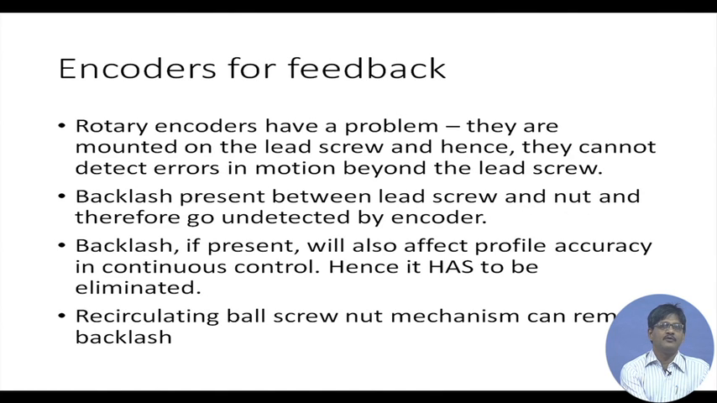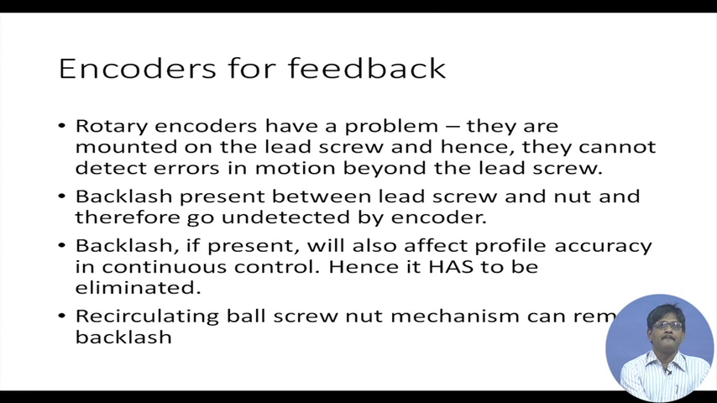When we are having a look at rotary encoders, we need to mention one more thing, that is, a rotary encoder is essentially mounted on the lead screw, and it cannot detect any errors in motion beyond the lead screw. That means, say the job is mounted on the table and there is sufficient deflection on the job when machining is being done. There is no way the encoder can get this information and send it to the machine control unit. We do not have any way of checking it.